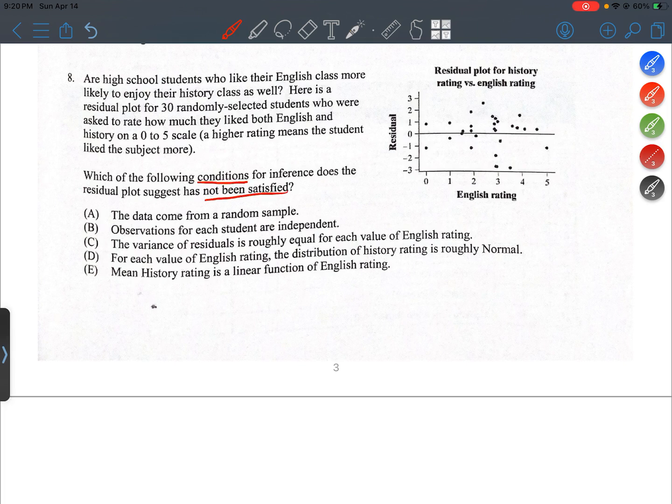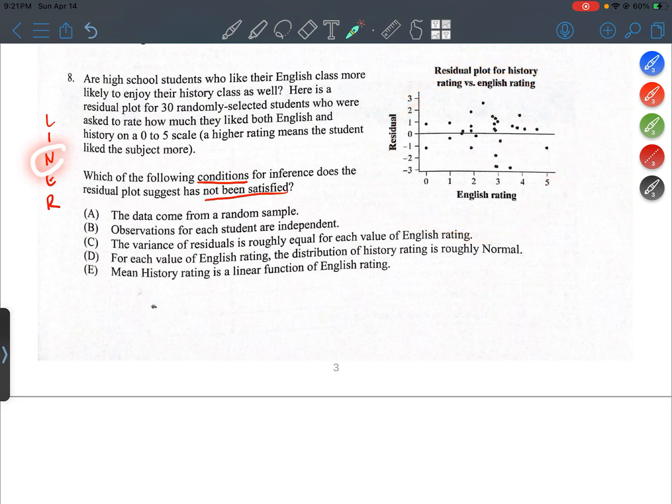Okay, so which condition? There are 5 conditions that we check for inference about a slope. The acronym we use is LINER. The L stands for linear, so a scatter plot needs to look linear. I can't tell from this because it's not a scatter plot. This is actually a residual plot. I stands for independence, and usually what this boils down to is checking the 10% rule. You can't really assess that from a graph.